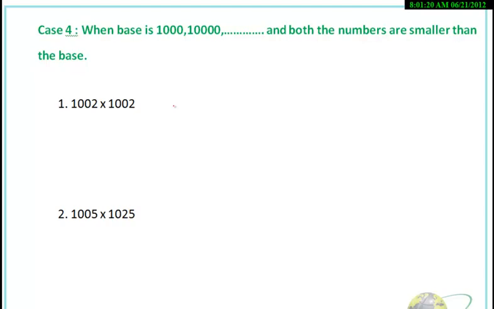Now, friends, let's discuss more cases about it. When the base is 1000 or 10,000, and both the numbers are greater than the base. So let's begin with the first example. That's 1002 into 1002. Here we'll be getting the difference from 1000, and it is 2 more than that, and it is also 2 more than that. So 2 2s are 4.